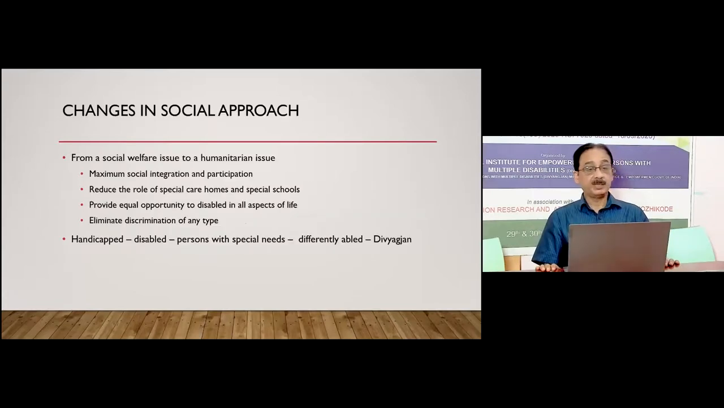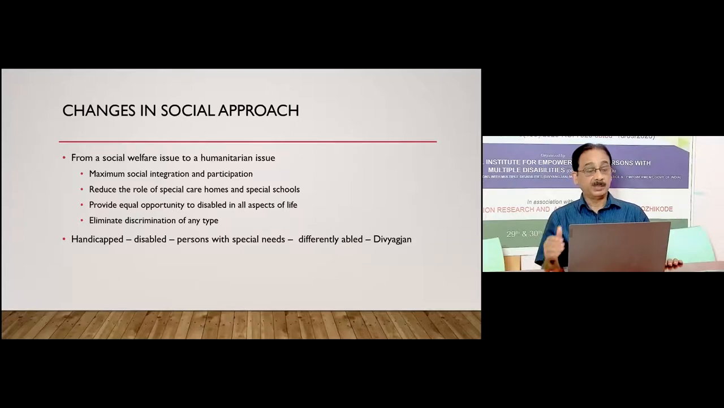Then lastly, the changes in the social approach. I already told you that the concept of rehabilitation, disability and rehabilitation, has shifted from a simple social welfare issue to a humanitarian issue. And the idea now is to give maximum social integration and participation. Earlier, we used to isolate the disabled individuals into separate orphanages, separate care homes for different types of disability. But now the thought is that as far as possible, persons with disability should be integrated in the family, in the same society in which they are born. That is maximum social integration and participation, and it reduces the role of special care homes and special schools. That is the concept now.